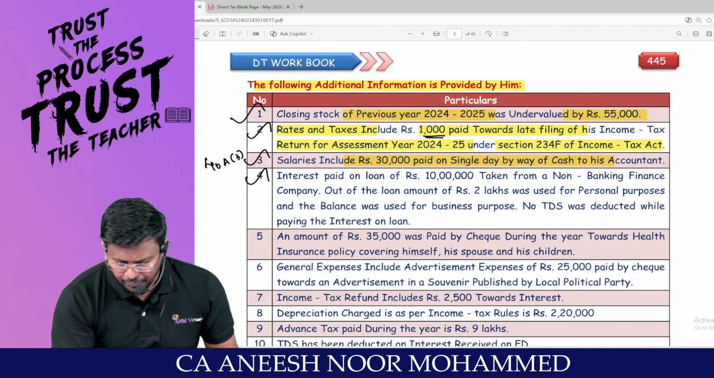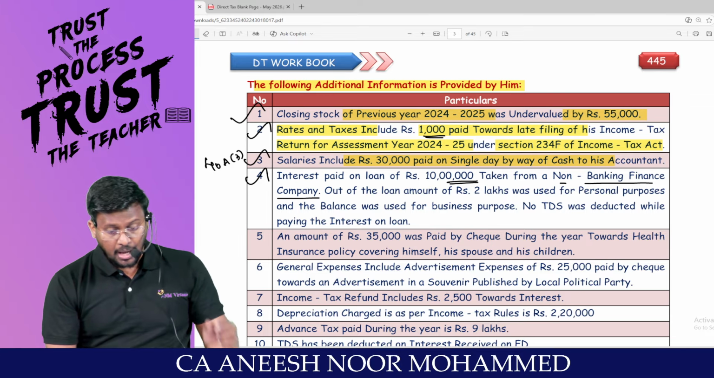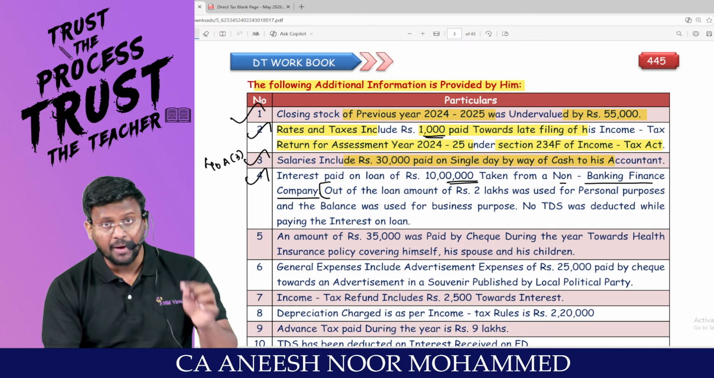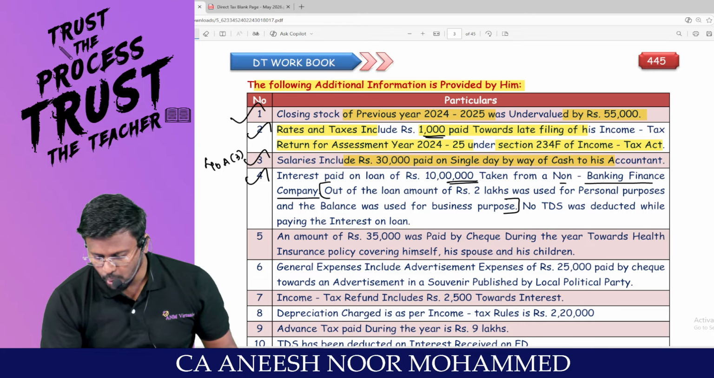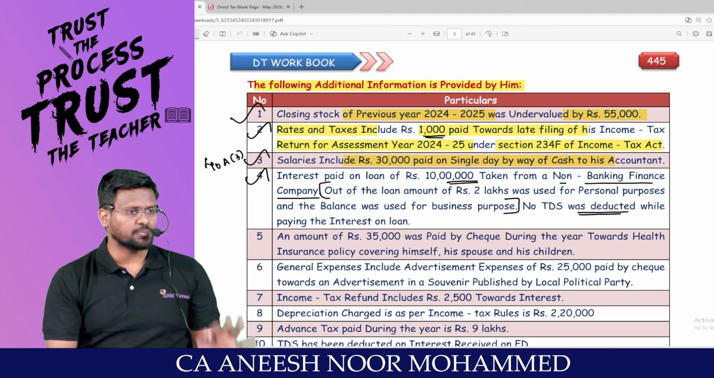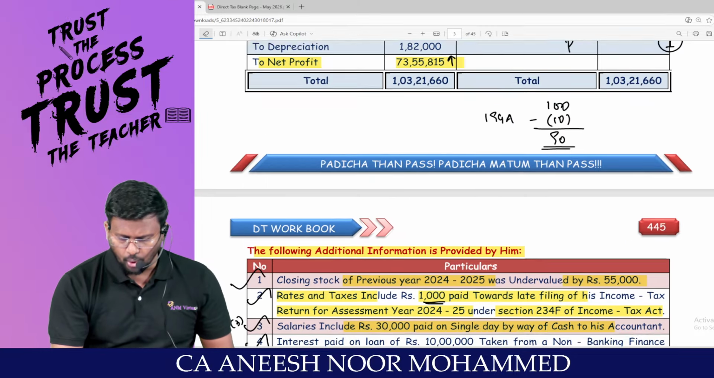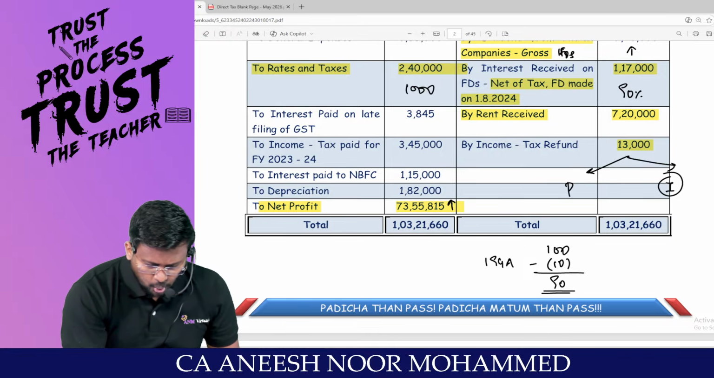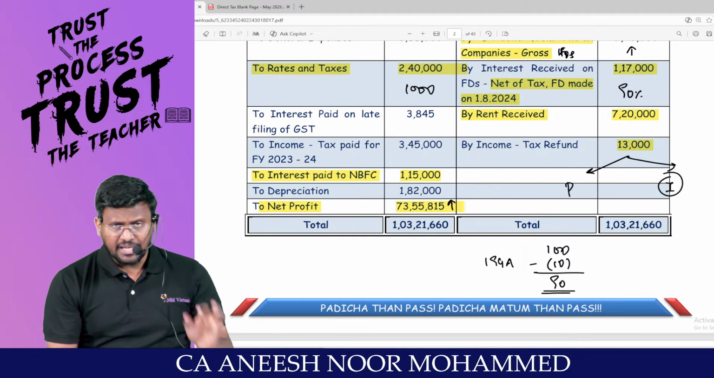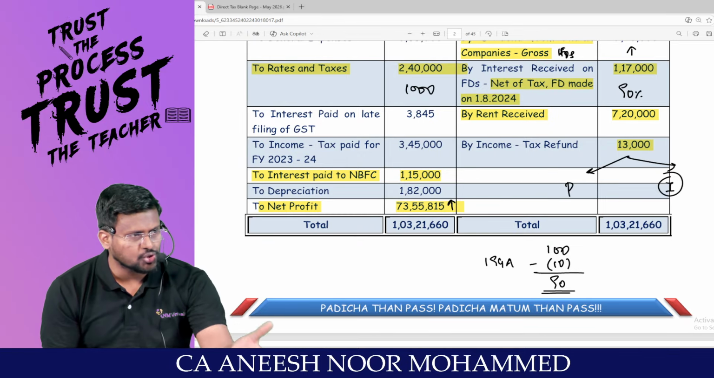Interest paid on loan of rupees 10 lakh taken from an NBFC, non-banking financial company. Out of the loan taken, 2 lakh was used for personal purpose and balance was used for business purpose. No TDS was deducted while paying the interest on loan. A beautiful adjustment has been tested. Because, my dear lovable students, interest paid on loan of rupees 10 lakh. How much is the total interest paid to NBFC? 1,15,000. Sir, in order to allow that interest, that loan should be used for the purpose of business or profession.